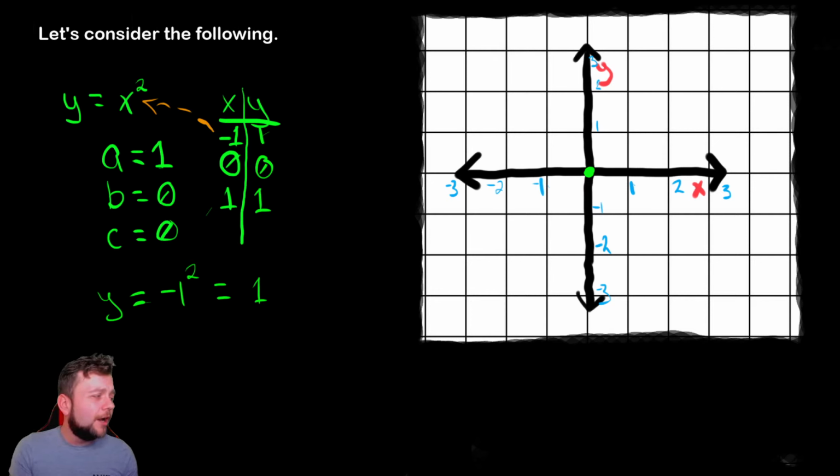Okay, so let's finish graphing this. We'll go a little bit darker than that blue. So we have our first point of -1, 1, our first ordered pair.